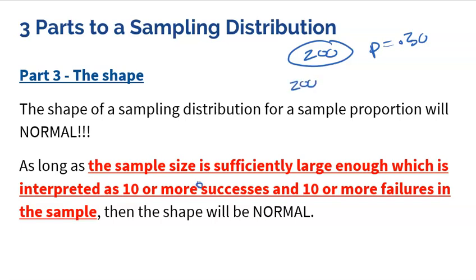If we take 200 times 30%, you should expect 60 red Skittles. Hey, that's more than 10. And if you take 200 times 70%, you get 140, which, hey, that's more than 10 non-red Skittles. So as long as any one sample is expected to have 10 or more successes and 10 or more failures, remember, success is just defined as p, and failure is the opposite of p, you will be big enough to be normal.